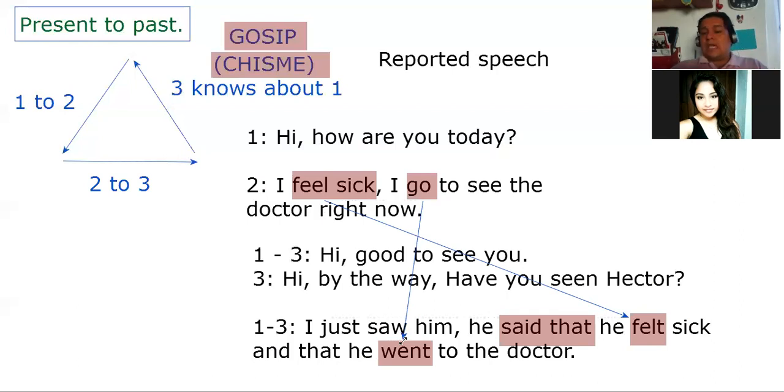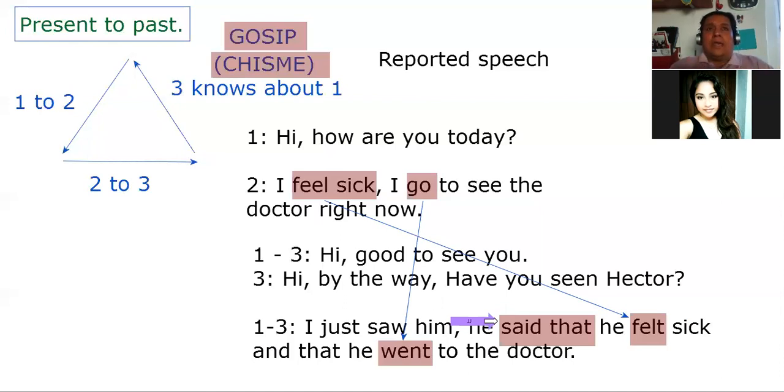You are communicating what another person told you. And of course, the most important thing is this one right here. I'm going to put an arrow here, a beautiful arrow. He said. When we do reported speech, we always say this: he said that.